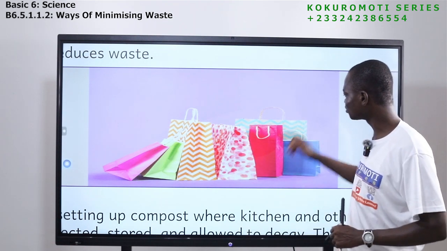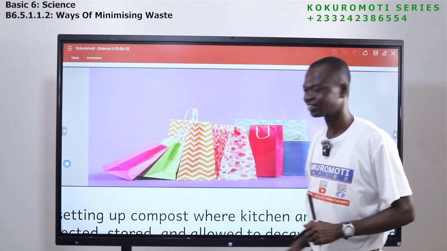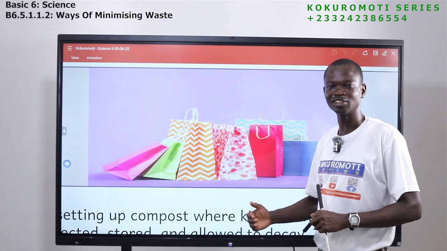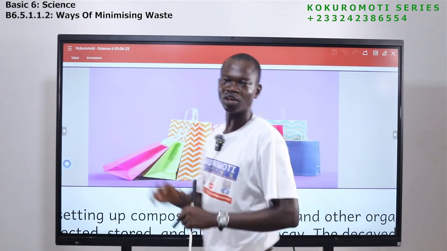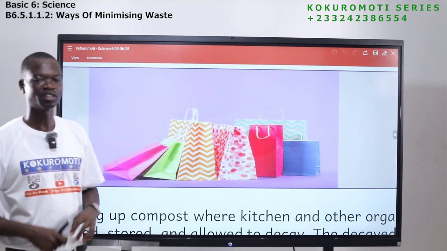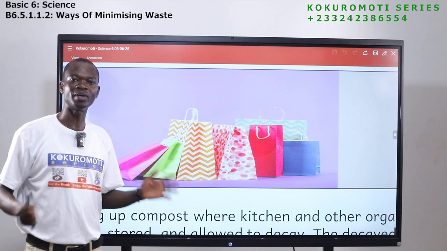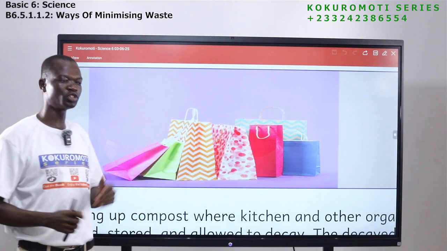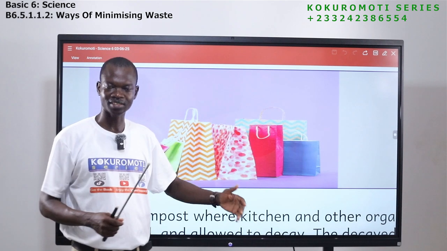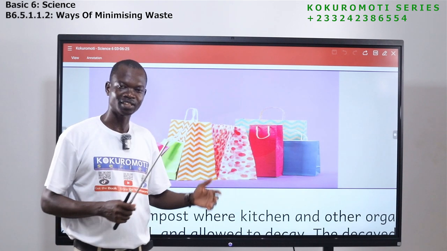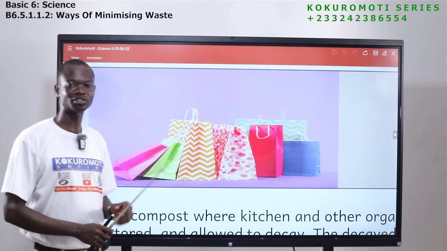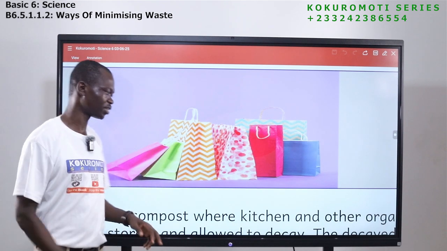So here you have 1, 2, 3, 4, 5, 6, 7. So look at the number of bags here. You need to reduce it. So we can reduce the waste that we generate. And one of the ways is we should use one big shopping bag instead of using different bags to buy things separately. We should just use one and then buy everything into it. If you do that, we will reduce the waste that we generate.